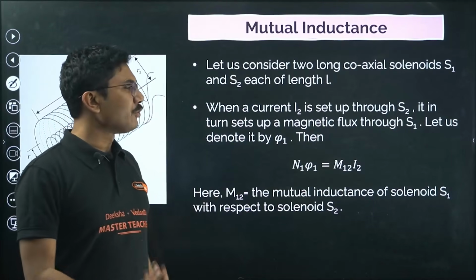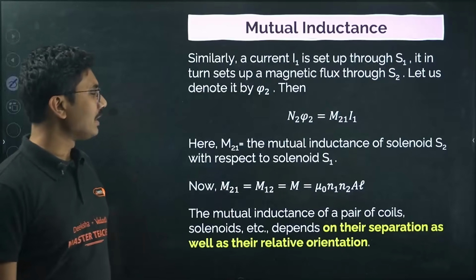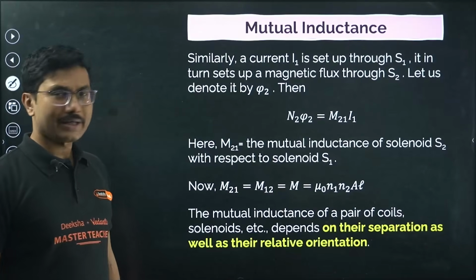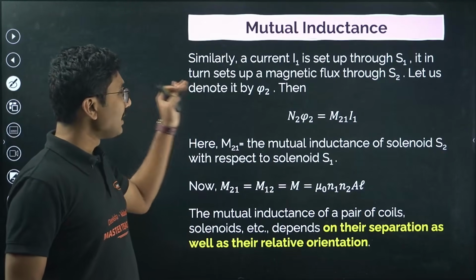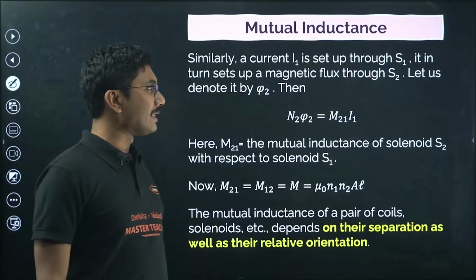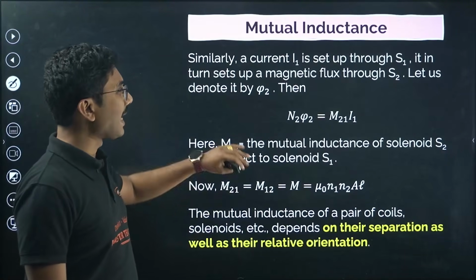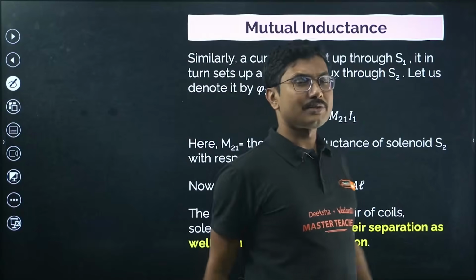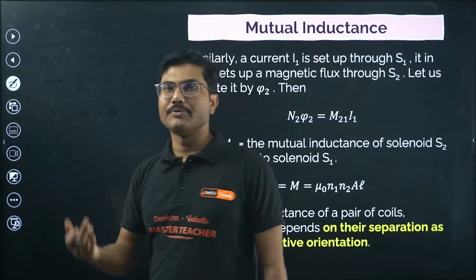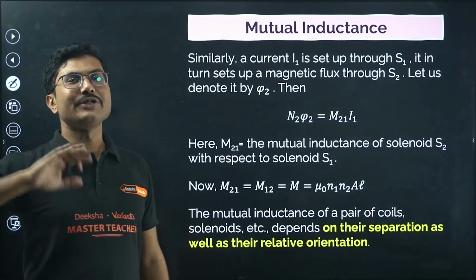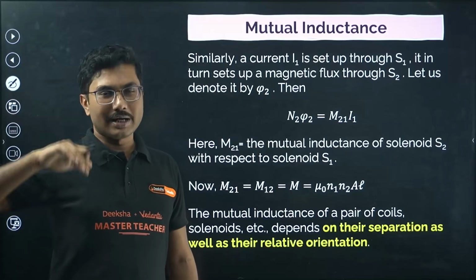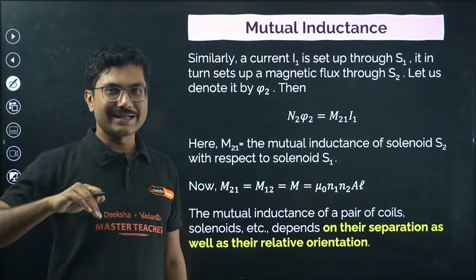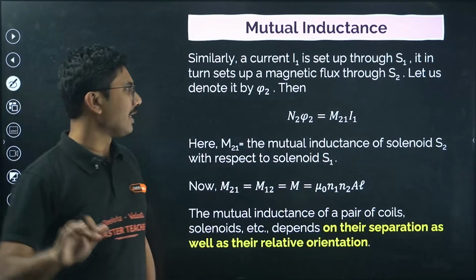Now more than mutual inductance, what we are more interested in is self-inductance. We'll come to that. Similarly, a current I1 is set up through S1. In turn, it sets up a magnetic flux through S2. So now if you take S1 as primary, S2 will also give you a current. Either you change the current in S2 and you get a current in S1, or if you change the current in S1, you will get a current in S2 as well.